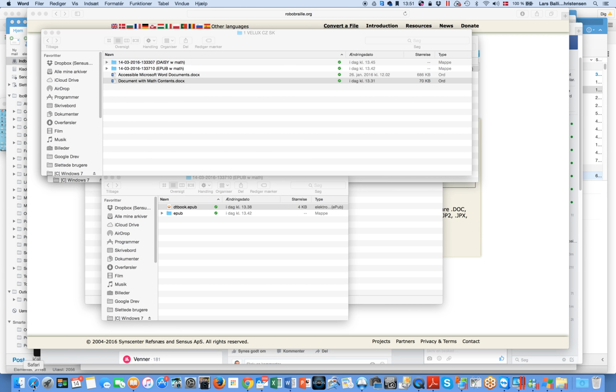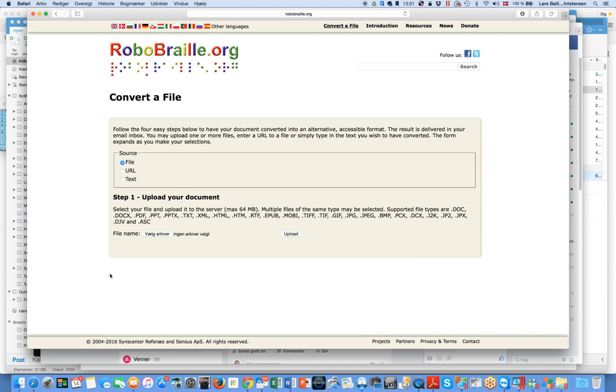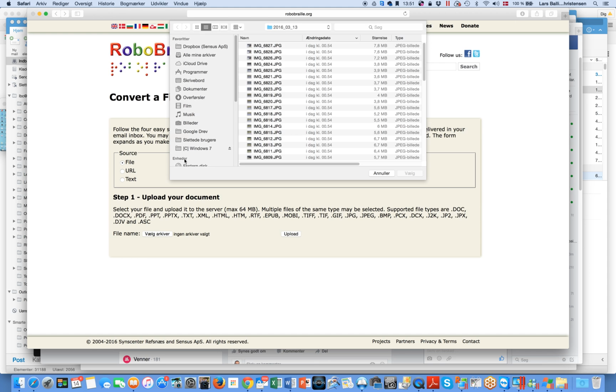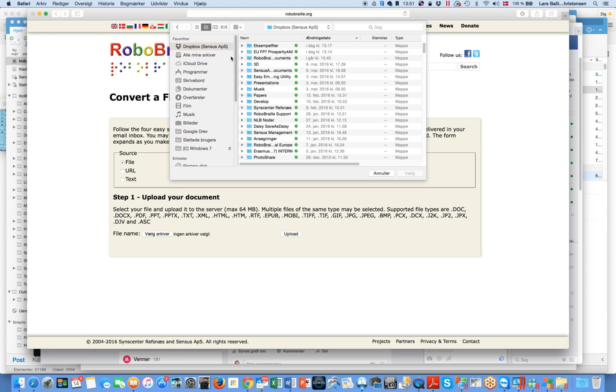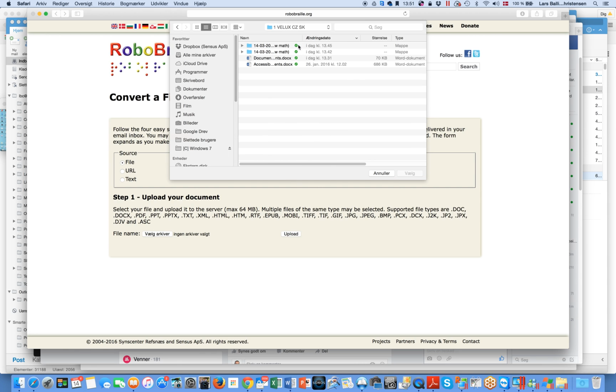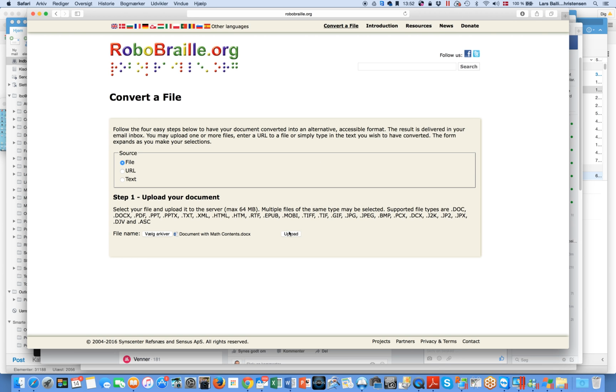So what I'm going to do is use the RoboBraille service to upload the document and to convert it into a talking math book in the DAISY format. So I go to the RoboBraille webpage. I go to my example files to find the source document, this document called Document with Math Content. I upload the document.